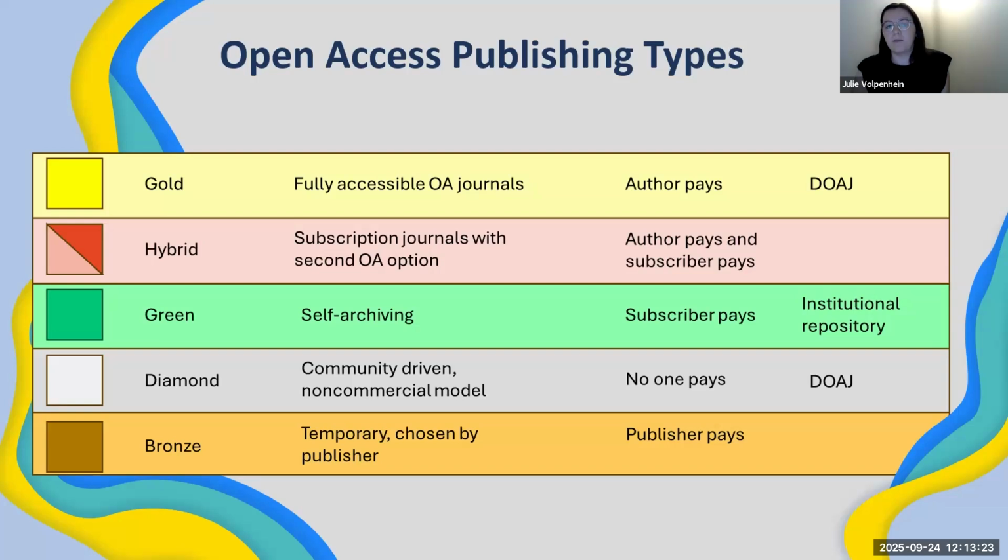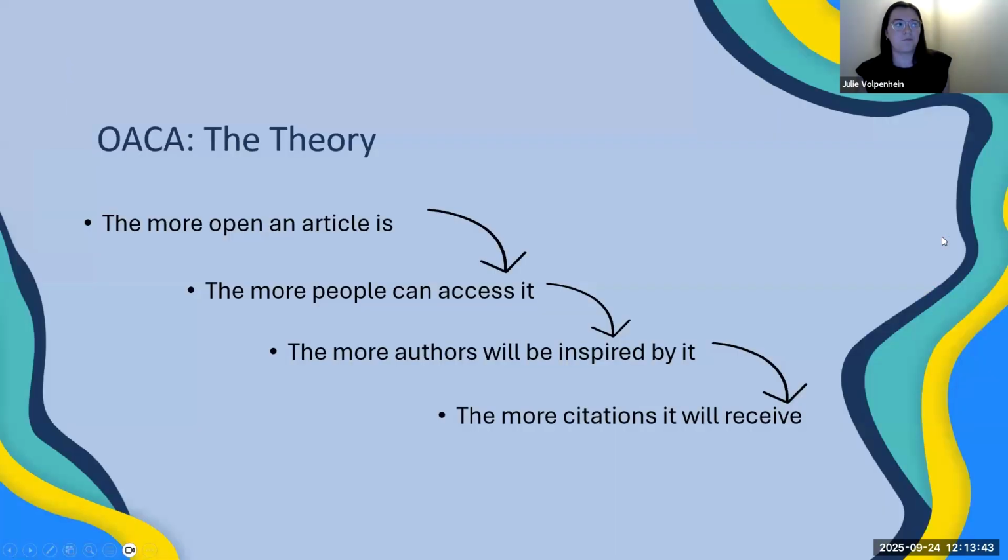However, the thing to know about Bronze options is that unlike these other options, you don't have permission necessarily to use the article however you'd like. You have to go in and check. They're usually on the publisher page. That's how you can kind of tell sometimes. But those are the main types of open access.